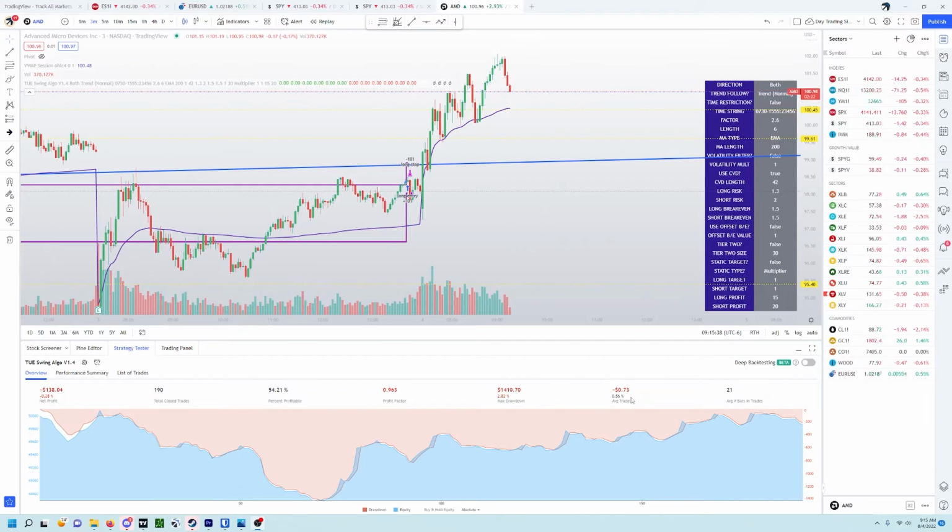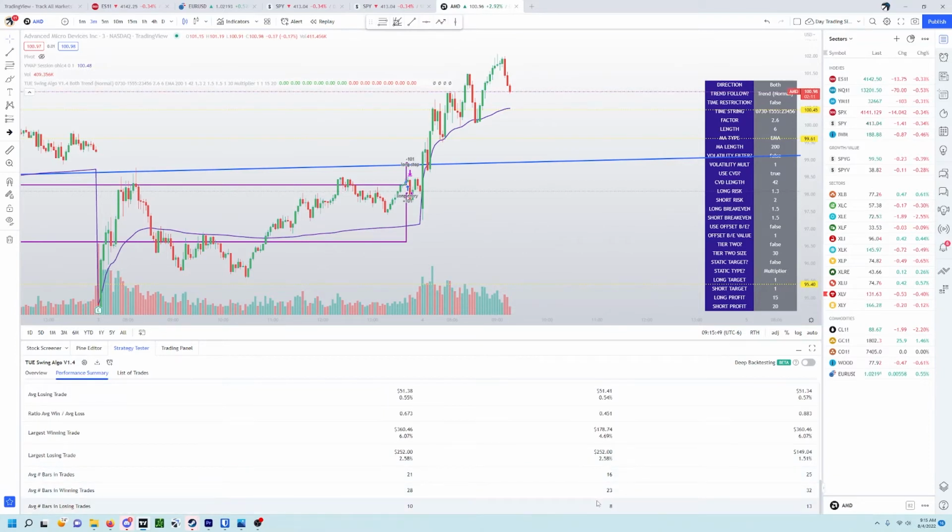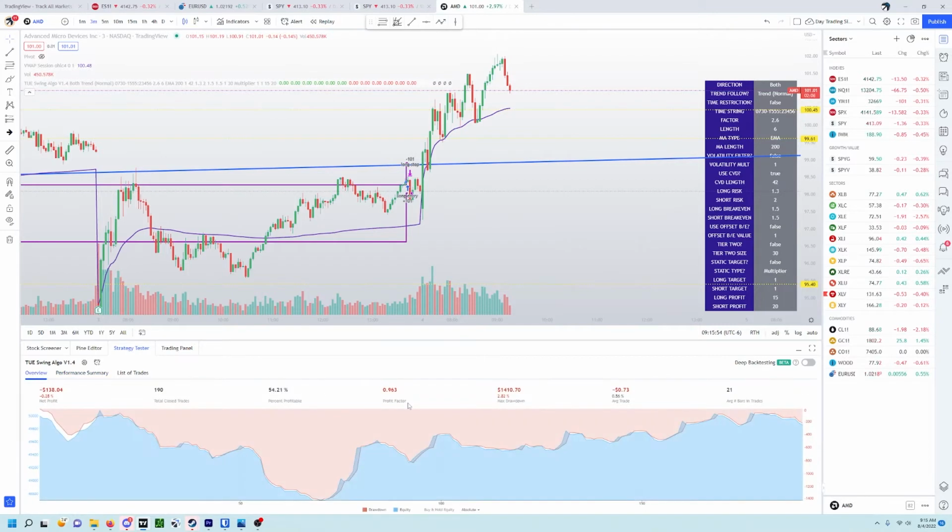Average trade, I don't really look at too much. Average bars in trades is good to know only insofar as, you can see it down here in the performance summary, average bars in losing versus winning. We want to make sure losing has very few bars in it, and then we're cutting ourselves out of losing trades very quickly.